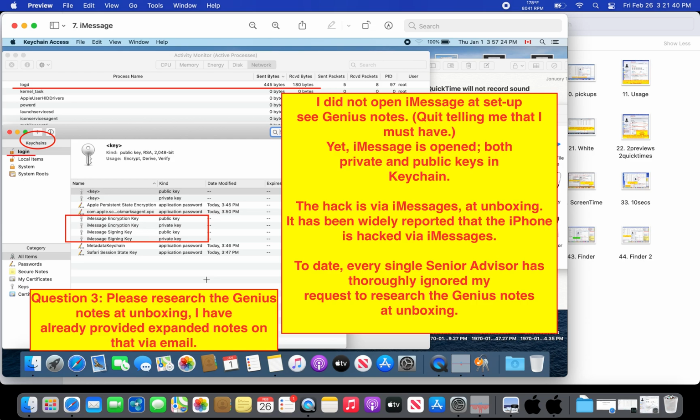So if iMessage had been opened at any point, or I just really don't know the answer to this, but each application has the ability to have a key in order for you to access it. So the keys are different from the password, but this I cannot answer.